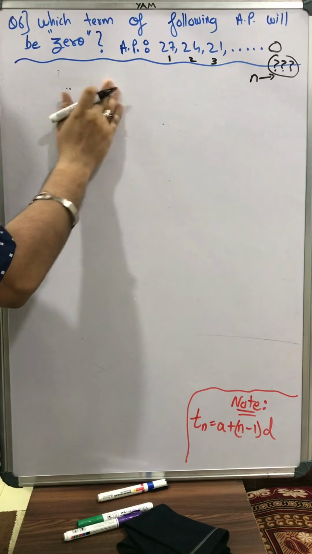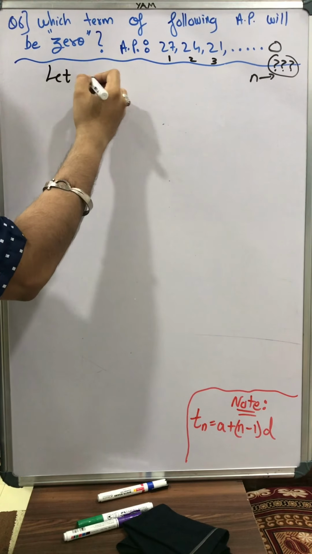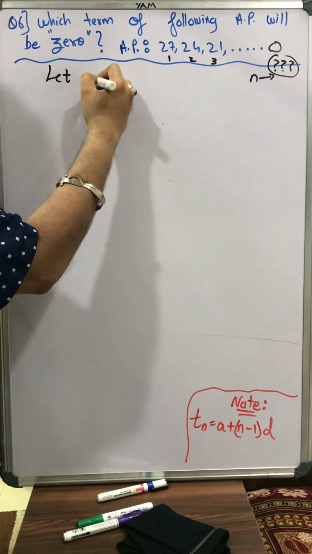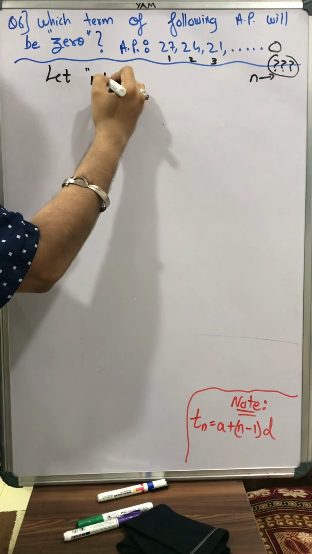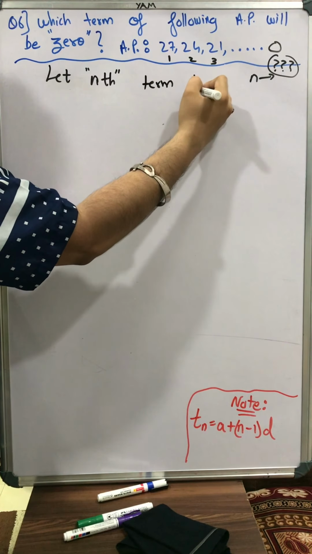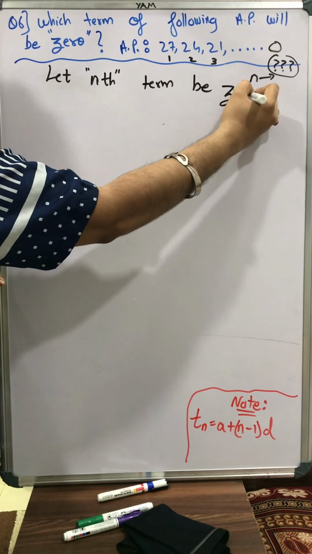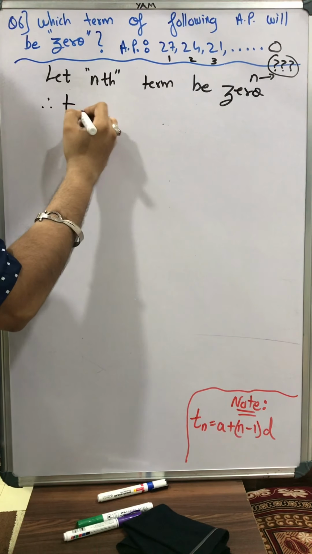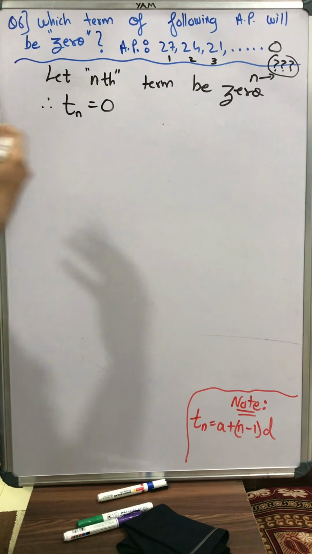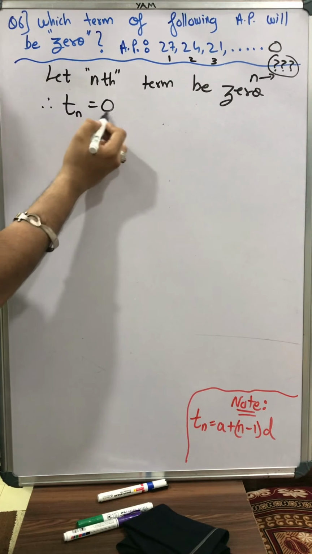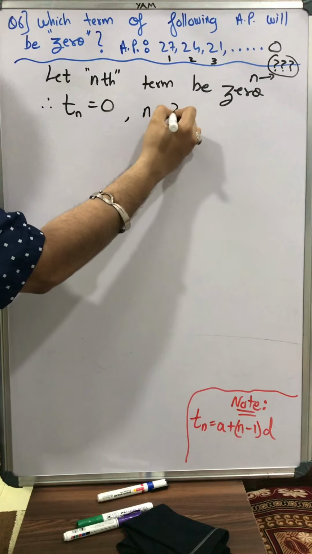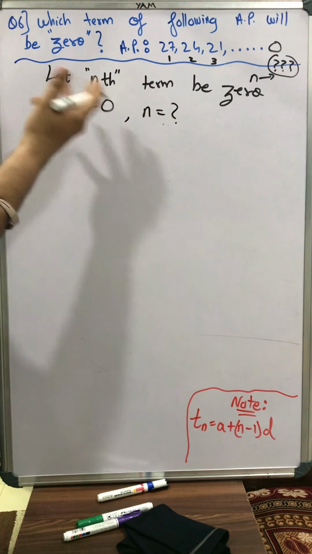We are supposing that at the nth position it becomes 0. So we need to write one statement here. Let the nth term be 0. Therefore Tn is equal to 0. At the nth position, we are assuming that the value of the term will be 0. So we need to find the value of that n. It's exactly the same sum that we are doing.